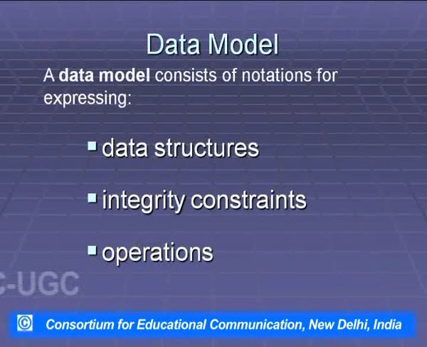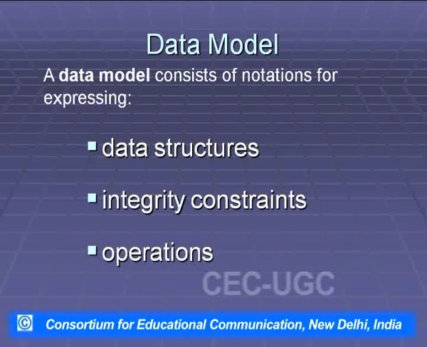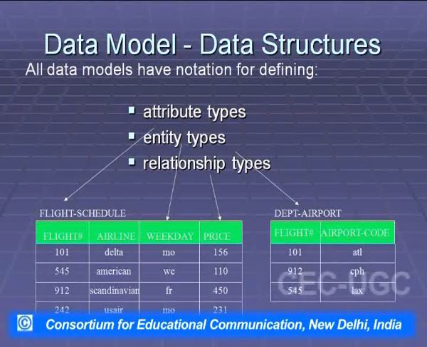Data model. A data model consists of the notation for expressing data structure, integrity constraints, and operations. You can see here the data model and data structure. All data models have notations for defining attribute types, entity types, and relationship types.